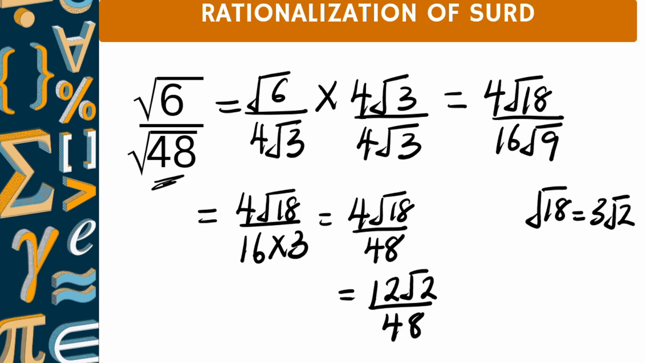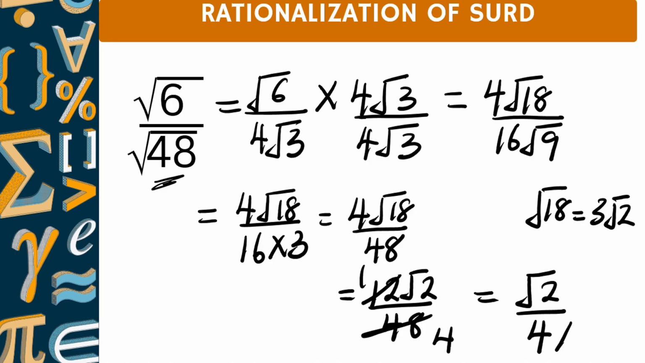So I'm going to do my division. 12 will divide 12 once, and 12 will divide 48 four times. This will leave our final answer to be root 2 over 4.